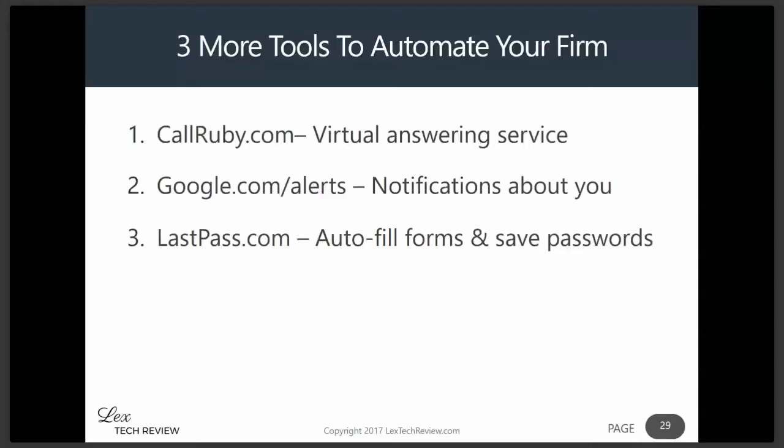Now, Call Ruby is especially good for solo practitioners and small firms that don't have the volume. They can't afford a full-time paralegal or secretary for $3,000 to $5,000 a month. I think Call Ruby is like under $300 a month for their basic plan.